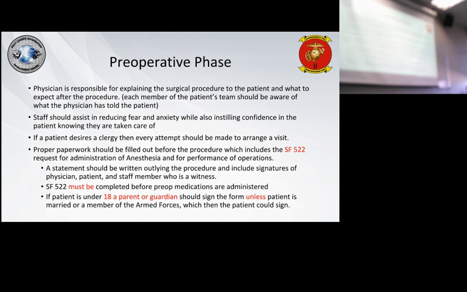Pre-op: the physician is responsible for explaining surgical procedures. Staff should assist in reducing fear and anxiety. If they want a priest, get them a visit. Proper paperwork, SF-22, the anesthesia form. Can't do anything without that form. Need a parent or guardian if they're under 18.